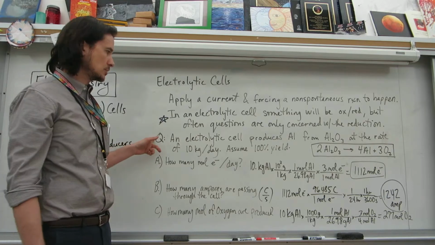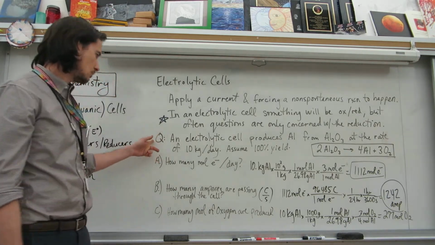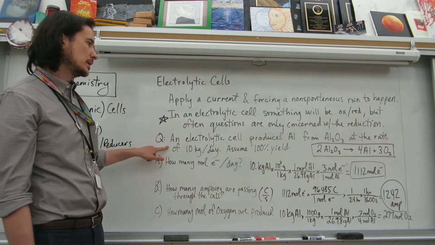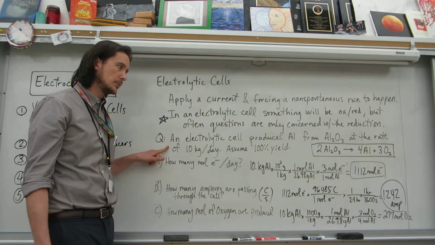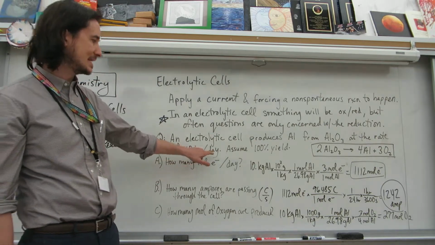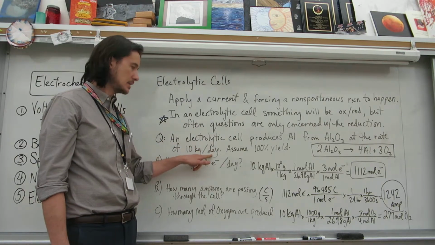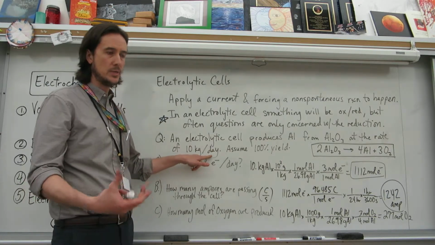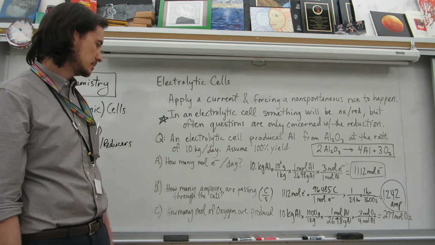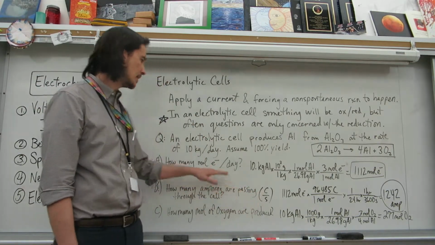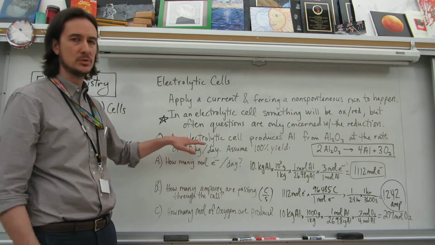So here's a question. You could pick any question, but we've got an electrolytic cell that produces aluminum from aluminum oxide at the rate of 10 kilograms per day. All right, this is important. A lot of times in electrolytic cell questions, we have this rate. The reason is that amps are a rate, right? They are coulombs per second, but we see kilograms per day.